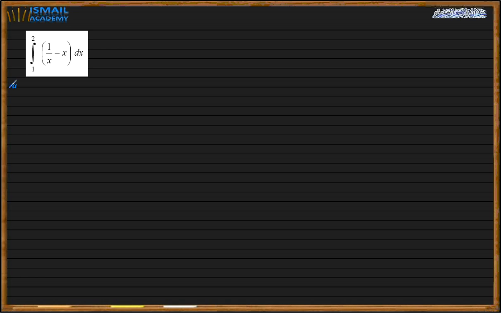So here, this is a simple expression. The antiderivative of 1 over x is ln of x minus x squared over 2, between 1 and 2. Now I substitute the 2, so it's going to be ln of 2 minus 2 squared over 2, which is 4 over 2, minus, and we have ln of 1 minus 1 over 2.